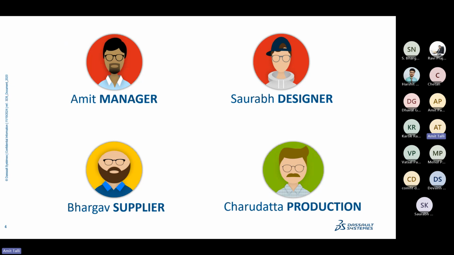To demonstrate such a solution, we'll take the example of a small team to see what it looks like to store and manage data on the cloud along with collaboration. So let me introduce my team. Amit is going to be the manager who will look after managing the data. Saurabh is the design engineer. Bhargav is a supplier or vendor. And finally, Charudat is a production guy.